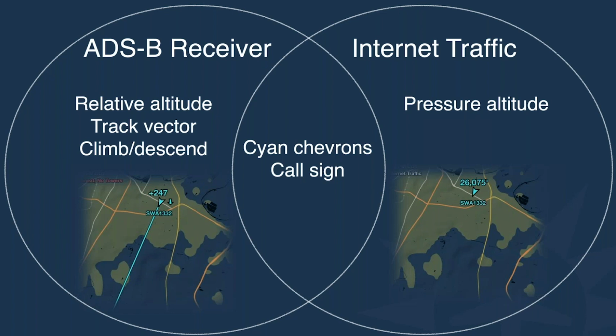For both of them, you'll see cyan chevrons when they're airborne. We'll talk about ground targets in a second. You also see a call sign. If there's a call sign present, you'll just see the call sign. And if there isn't a call sign, you should see the registration. And we won't show any information for block details, of course. And for internet traffic, you're not going to get some of those other things, and you'll see pressure altitude instead of the relative altitude.